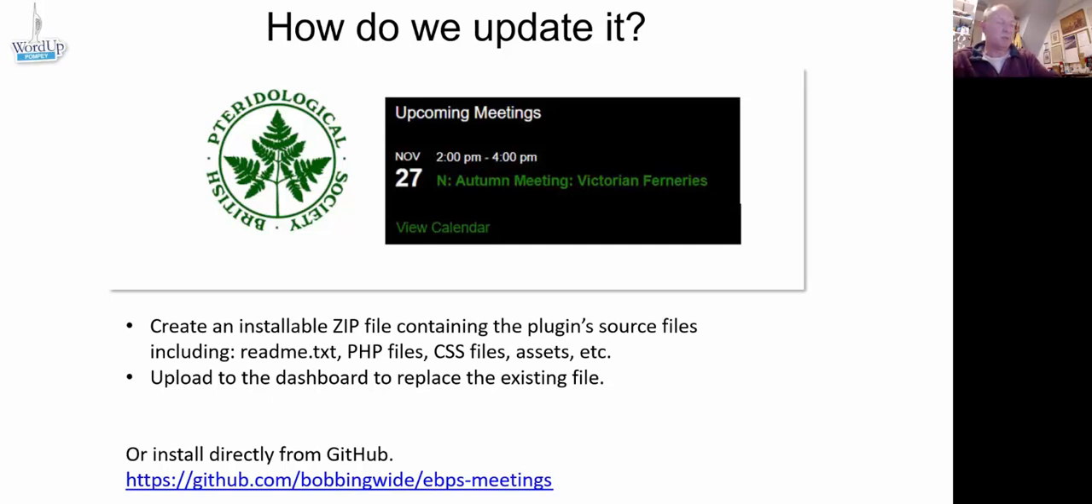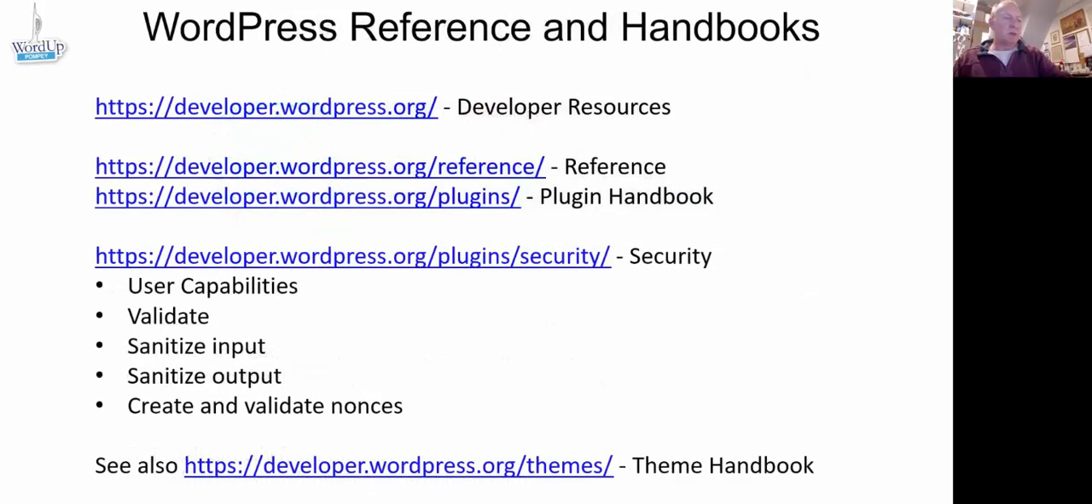Zip it all up, including the README text and the PHP and the CSS and any other assets, and upload to the dashboard. Or another way you can do it, if you happen to be technically minded and have your system installed in a certain way, is you can actually just have a brand new version installed directly from the GitHub repository. I haven't done it that way.